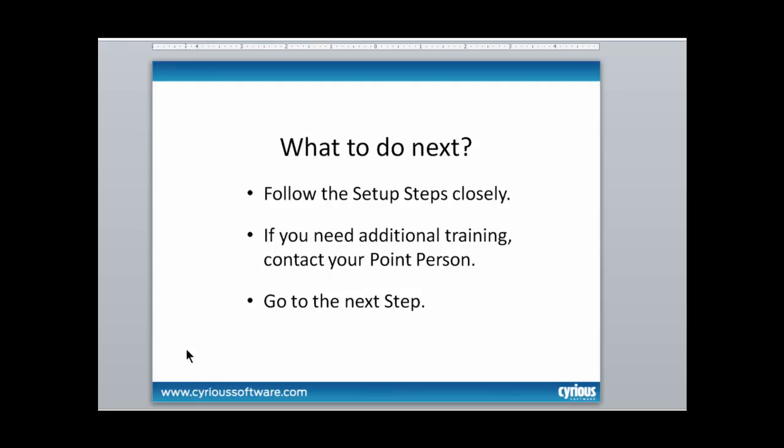Secondly, in the event that you need additional training, contact your point person, arrange a time to get on the phone with them, and to work over a GoToMeeting session on your system. Whether it's fine-tuning pricing, whether it's how to set up parts for a certain product, whatever you might need, they're there to help you. It's time to go to the next step.